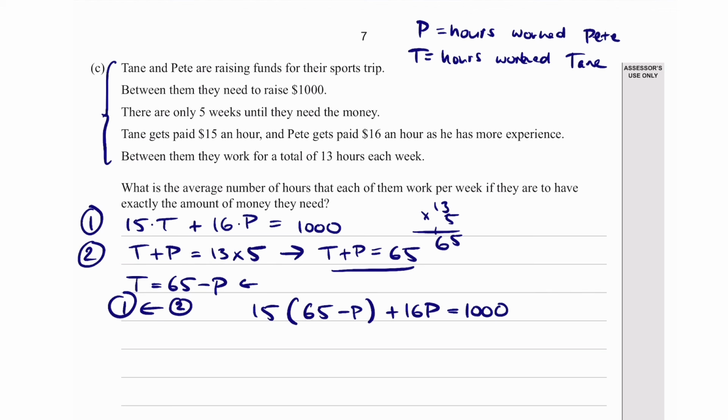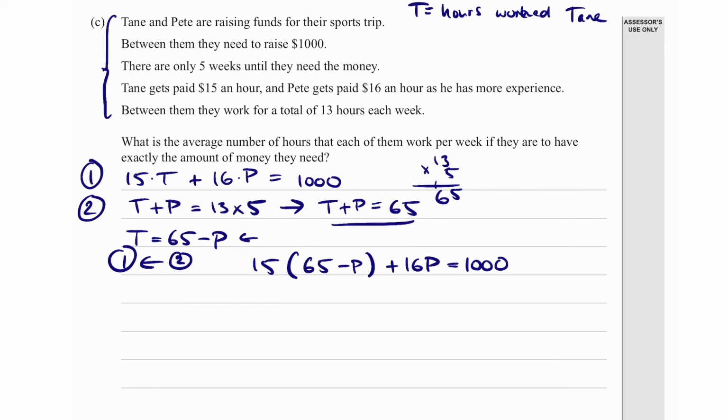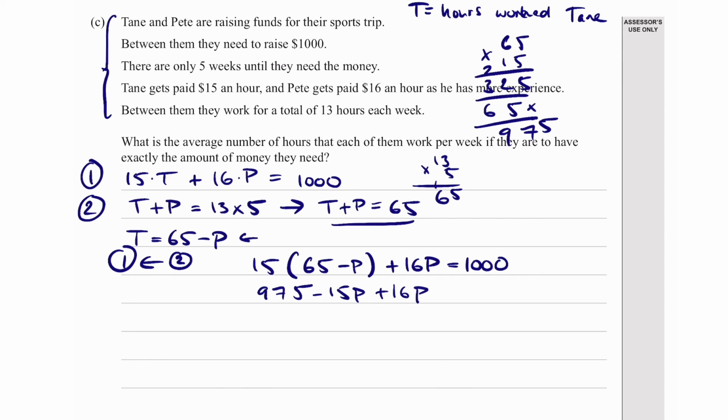Then what we need to do is expand. So looks like we have got to use some more arithmetic. So 65 times 15, that's 25, 6 times 5 is 30, that's 32. Then we've got 5 and 6. So what's that? 5, 7, 9, 975. I hope I did that right. Minus 15P plus 16P is equal to $1,000.